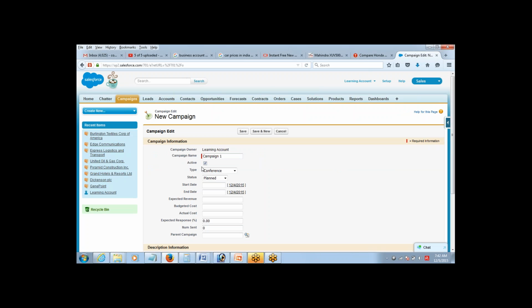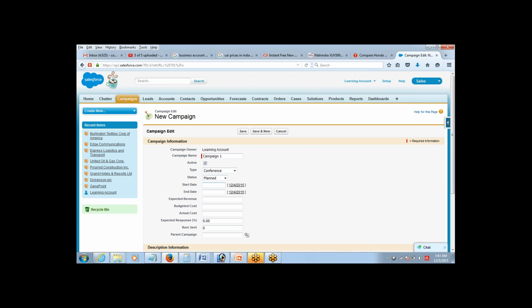You have to make sure that your campaign is active if you want to track leads from that campaign, right? At any point of time when you feel that your campaign is outdated and you are not going to get any further leads from it, or you do not want to assign any of the leads to that particular campaign, then you should deactivate it so that your end users cannot associate any particular lead with that campaign. Got it?